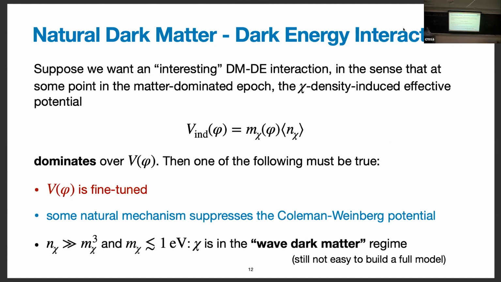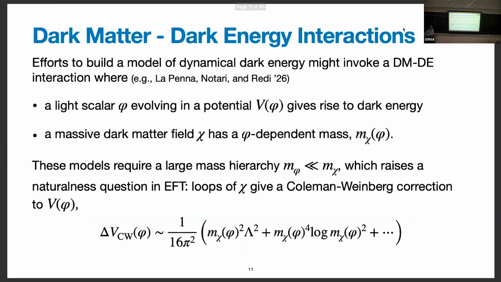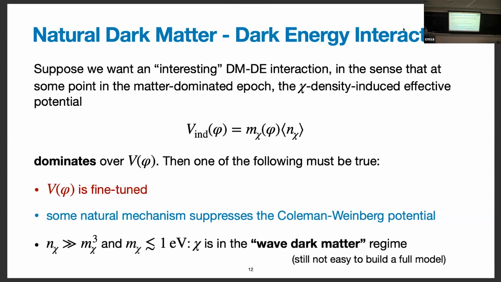Now, if that happens, this induced potential is bigger than V of phi. But we also want V of phi to be big compared to the Coleman-Weinberg potential we calculated here, or our effective field theory isn't under control. So you put those together, this induced thing is bigger than the Coleman-Weinberg potential. They both involve this m of phi in some way.